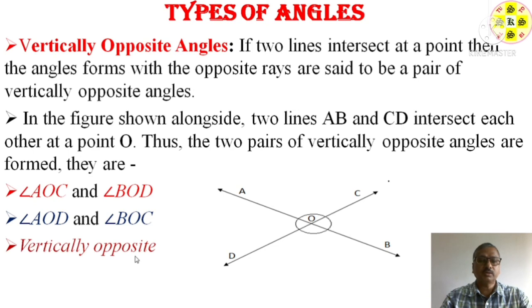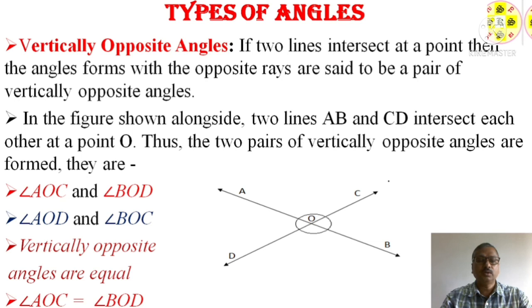So vertically opposite angles are equal. Whatever the shape, if this is 60 degree, definitely this is 120 degree. If this is 60, then this also will be 60. So vertically opposite angles are equal. We can prove this. Vertically opposite angles are equal means AOC equals BOD and AOD equals BOC.